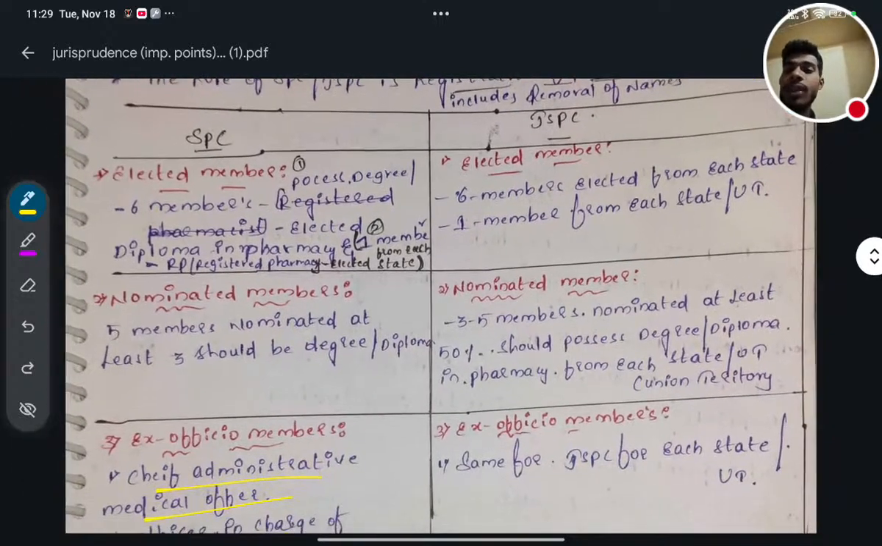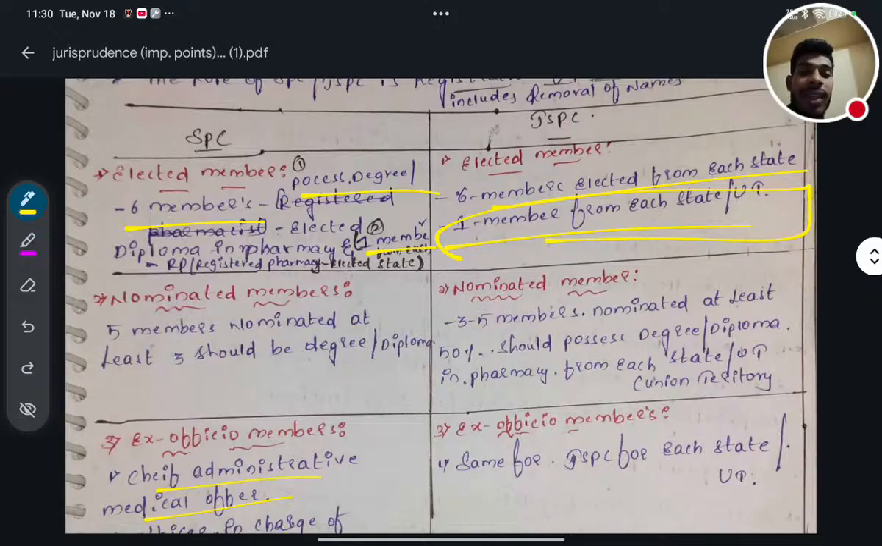But whenever you see the members of the pharmacy council, how many elected members should be present in a state pharmacy council? Out of 6 members, they should possess degrees such as diploma, and 1 member should be a registered pharmacist, having registration of pharmacy. Again, in the case of joint state pharmacy council, same: 6 members elected from each state and 1 member from each state. This 1 member should be a pharmacist, and these 6 members should be from each state.